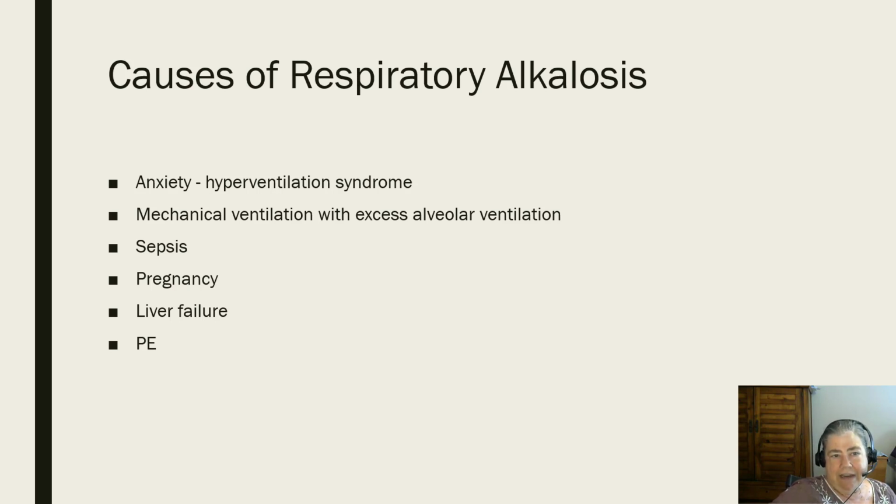The main things that cause respiratory alkalosis are anxiety, hyperventilation syndrome, overventilating with a mechanical ventilator. People with sepsis tend to hyperventilate. Pregnancy is interesting in that there is a physiologic respiratory alkalosis of pregnancy, that pregnant women hyperventilate a little and tend to drop their CO2 levels, but they compensate. Liver failure can cause respiratory alkalosis, and a PE can cause respiratory alkalosis because of the ventilation perfusion mismatch.